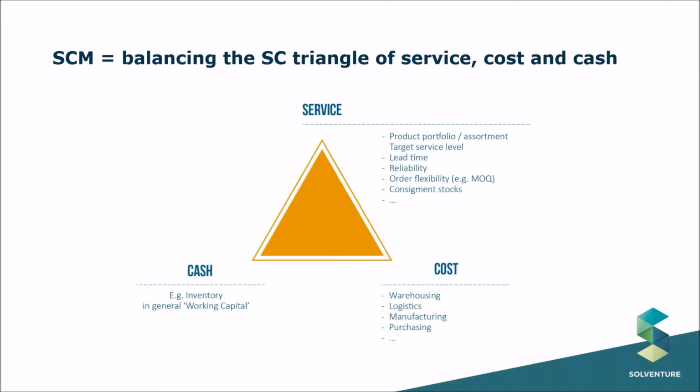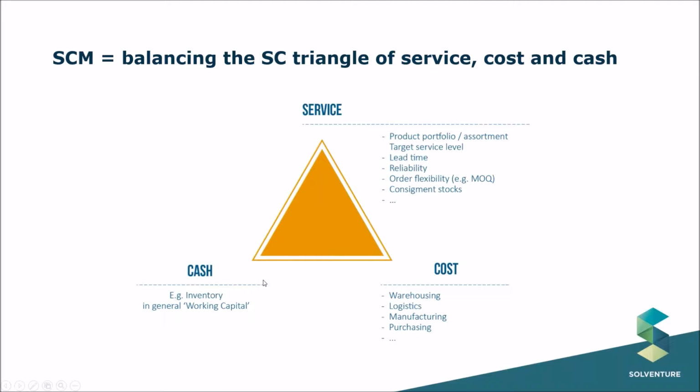But it's also like, what's the order flexibility? Do we have any MOQs, or can customers order at any time and in any type of quantity? Do we have consignment stocks? That's also a service aspect. How broad is our product portfolio? How broad is the assortment we are offering towards our customers? Do we allow customer-specific products? So all of these are service attributes. Cost, I think, speaks for itself.